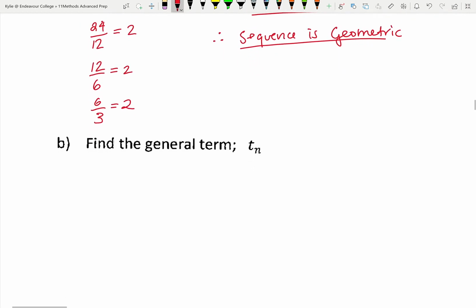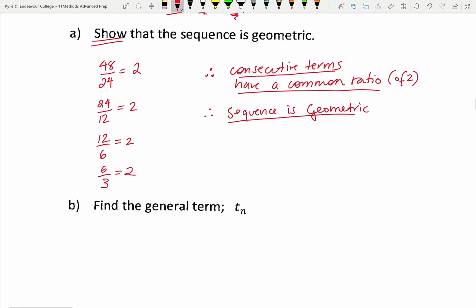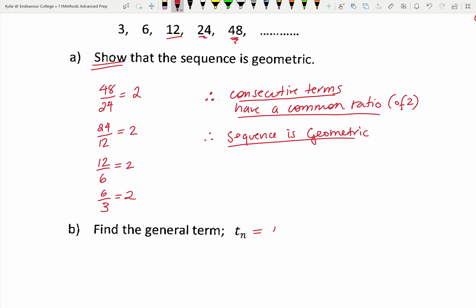All right, find the general term Tn. Remember, Tn is our initial term multiplied by our common ratio to the power of n minus 1. In this example, our first term is 3, so A equals 3, R equals 2, which we just calculated in the previous example. So it's 3 times 2 to the power of n minus 1. And we can leave it at that.